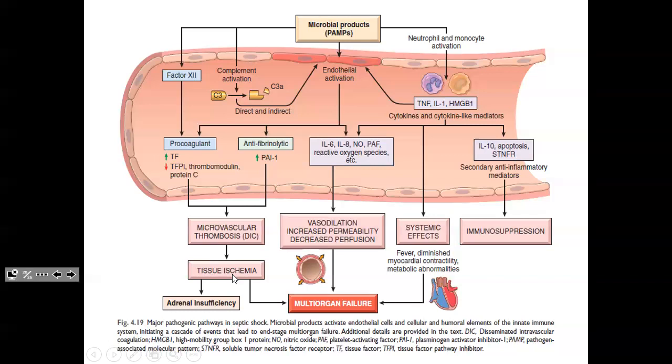The PAMPs, or pathogen-associated molecular patterns, also activate factor 12, which is known as the Hageman factor. And when they activate the Hageman factor, which is the first factor in the intrinsic pathway, it is going to lead to the same cascade and the same thing.